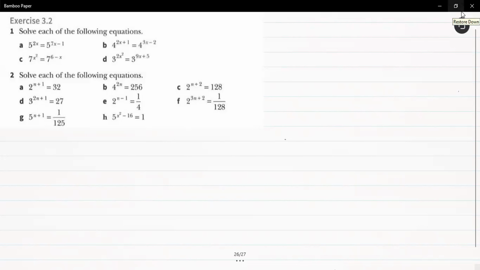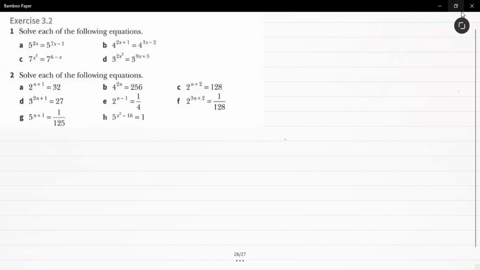Hey everyone, this is the Math Nexus, and today we are going to start with exercise 3.2. So, again, there's not much of an explanation of what we are going to do. The only thing I'm going to explain right now is the fact that you have to understand how to compare powers.